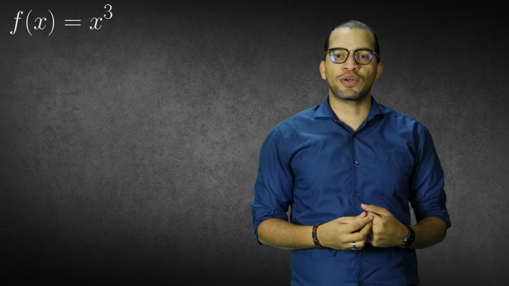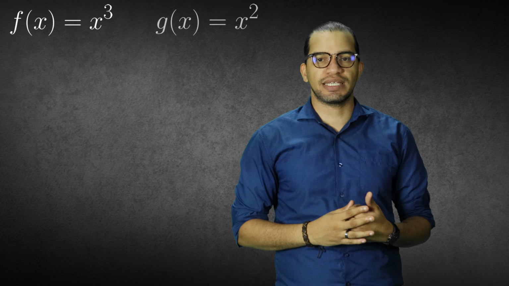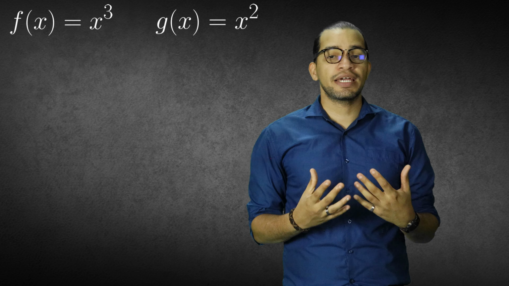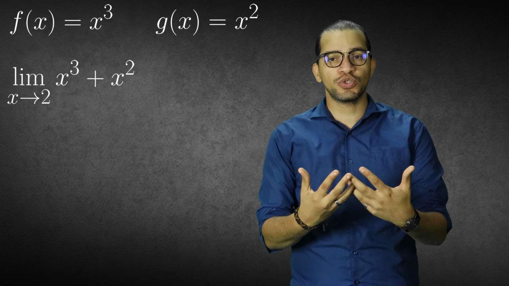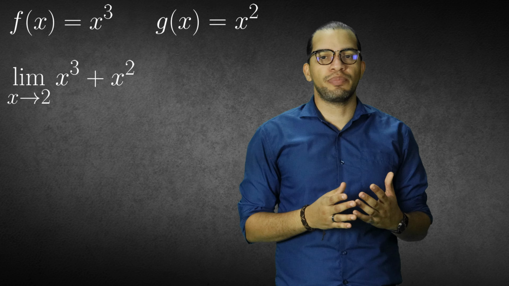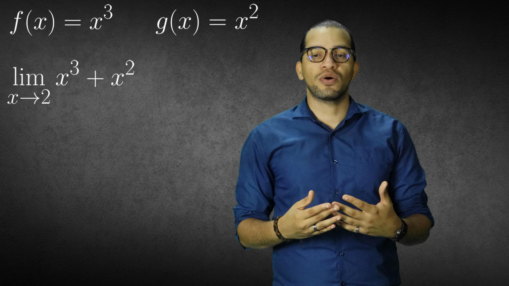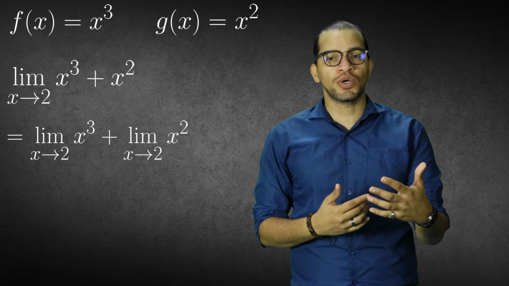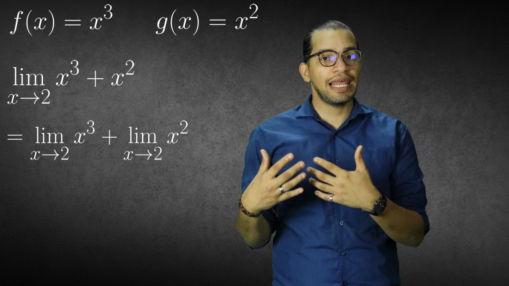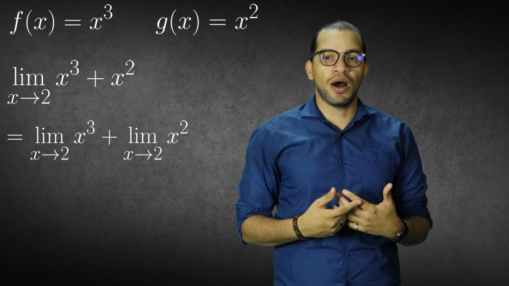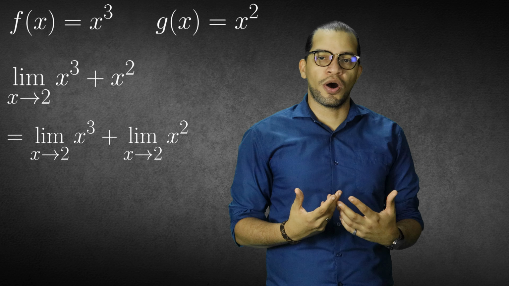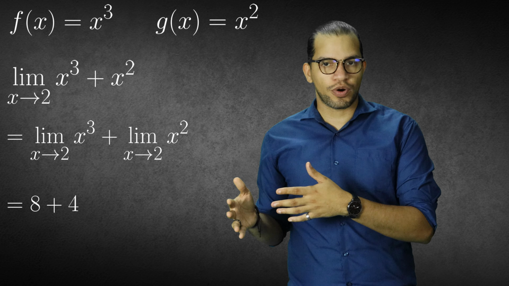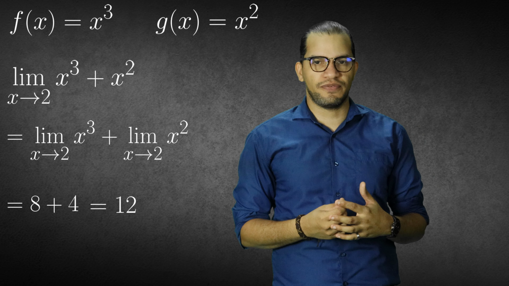Now, let us put into practice all of these rules, okay? Let us consider the functions f of x equal x cubed and g of x equal x squared. And let us consider the limit when x goes to 2 of x cubed plus x squared. Now, that will be equal to the limit when x goes to 2 of x cubed plus the limit when x goes to 2 of x squared, which are 8 plus 4, which is equal to 12.